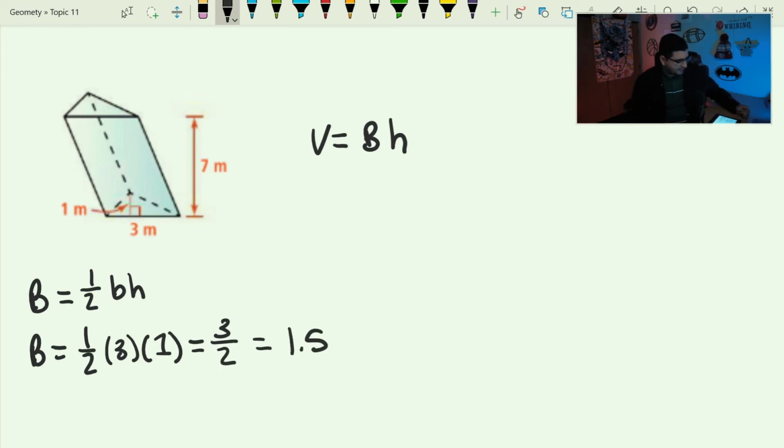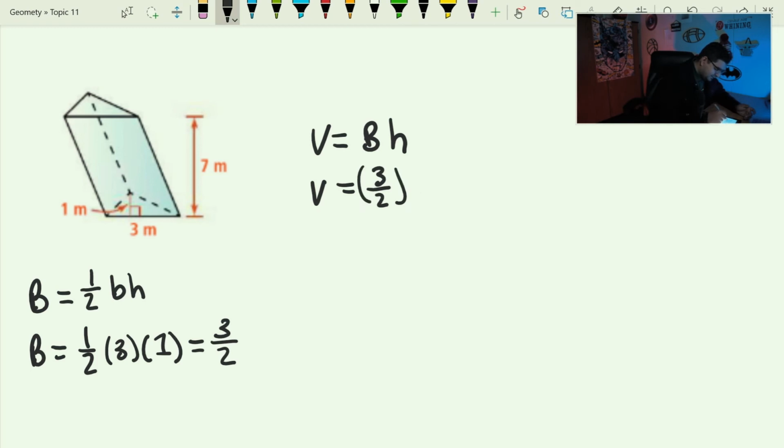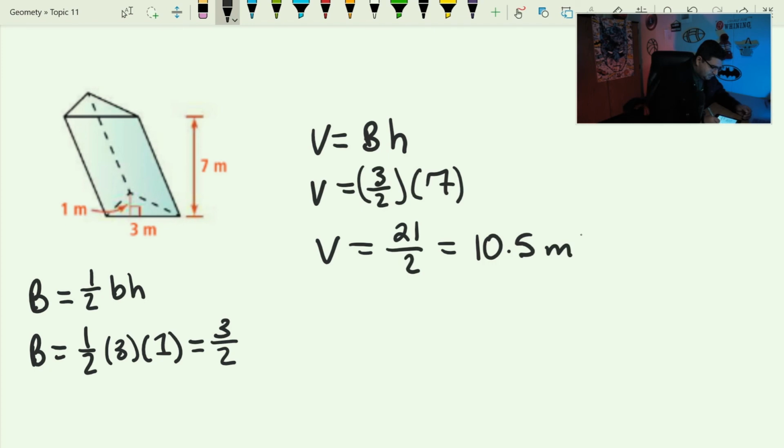Either will work, but I'm going to keep the fraction. So then I'm going to get the volume of this prism. We already found B, that's 3 halves times 7. Doing this correctly, you get 21 over 2 or 10.5. And these are in meters, so this would be meters cubed, where B was meters squared. And that's how you find the volume of a triangular prism.